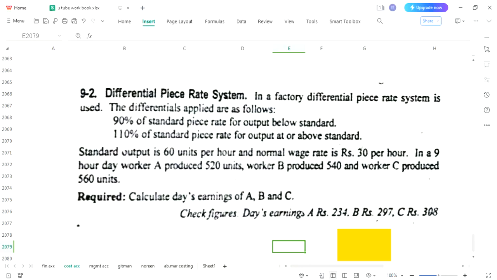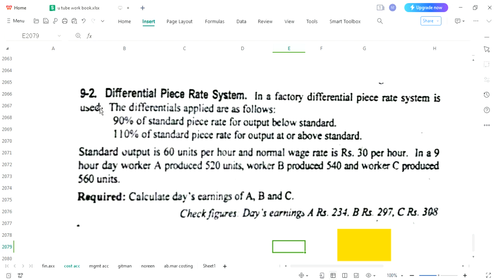Today's target is to solve question number 9.2. The chapter we are dealing with is labor wages. It's so important, so skillful. It will give you a complete hold upon this chapter. We will be able to solve several HR problems related to manufacturing concern.